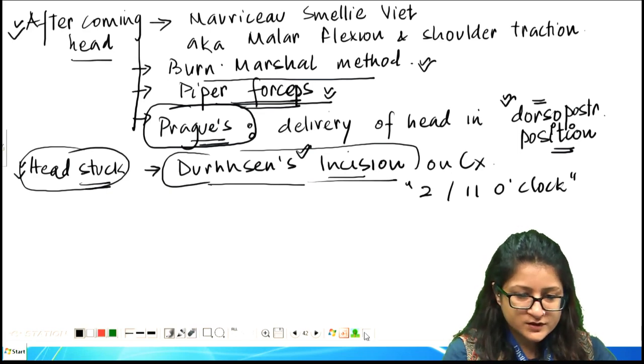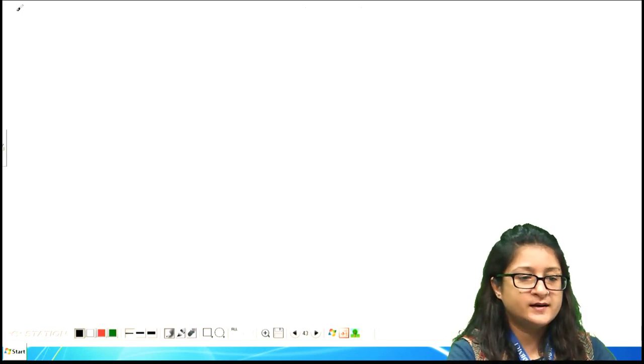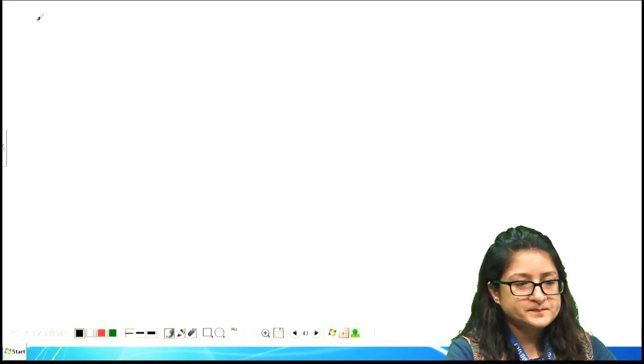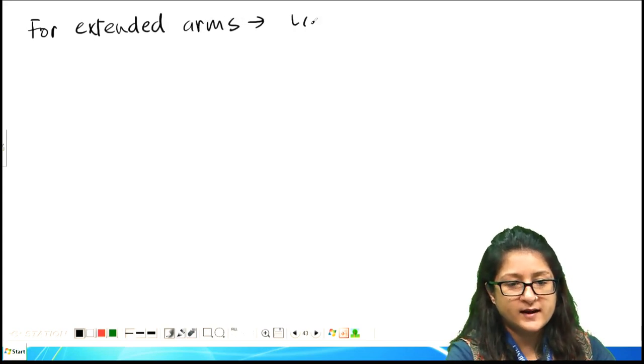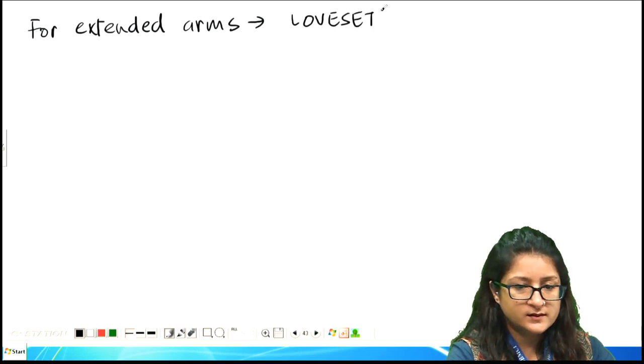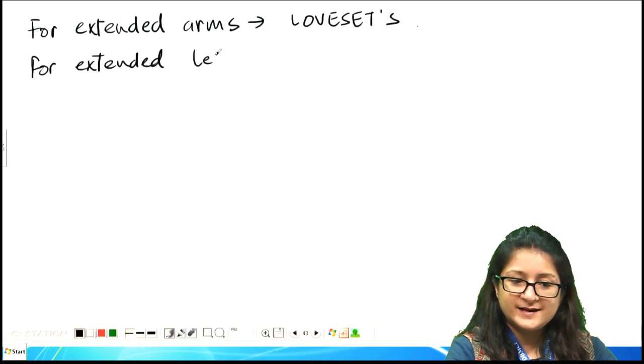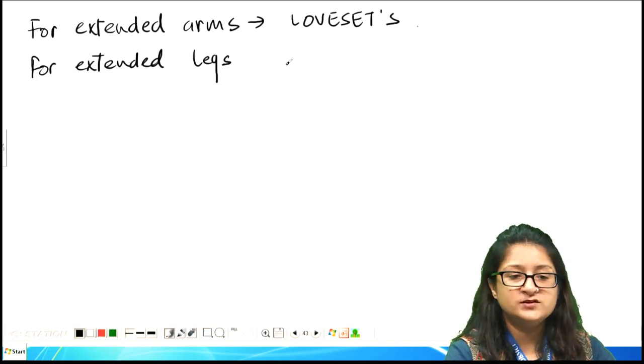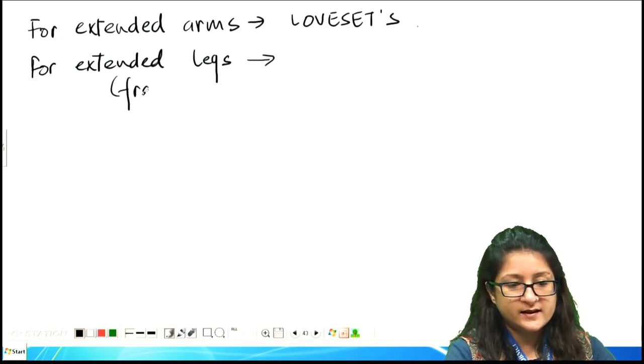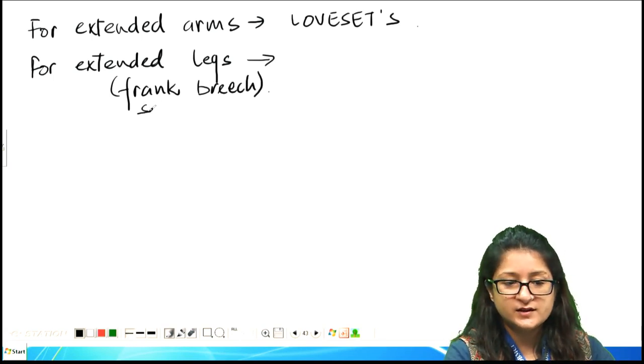Now, what are the other maneuvers of breech? There is a maneuver for extended arms, which is called Løvset's maneuver. Then there is a maneuver for extended legs. Extended legs means straight legs, which is seen in Frank breech. What is done is Pinard's maneuver.